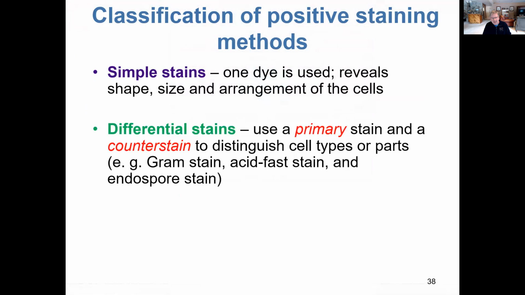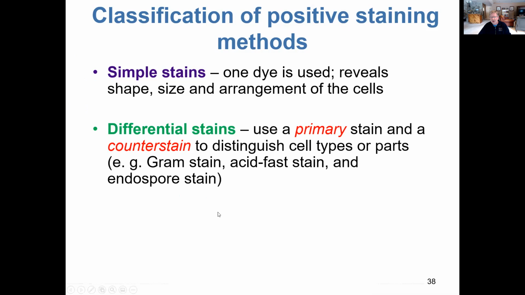Well, but we're also going to be utilizing different kinds of stains that employ more than one dye. These are called differential stains because they're going to allow us to differentiate or distinguish different aspects of the anatomy, if you will, or cell structures of different kinds of bacteria. Most of these differential stains that we're going to be doing will employ what's called a primary stain and a counter stain. The primary stain is added first, the counter stain is added later in the process.